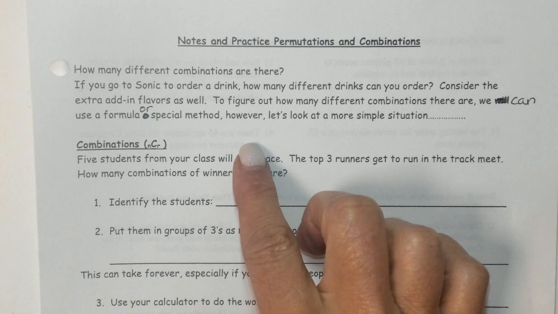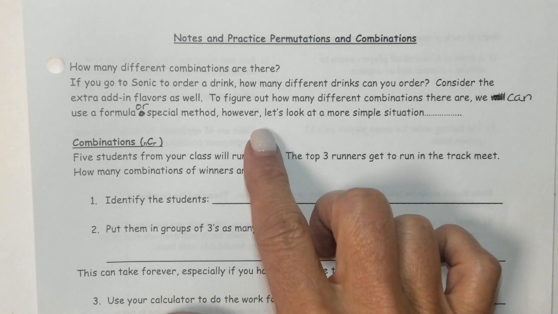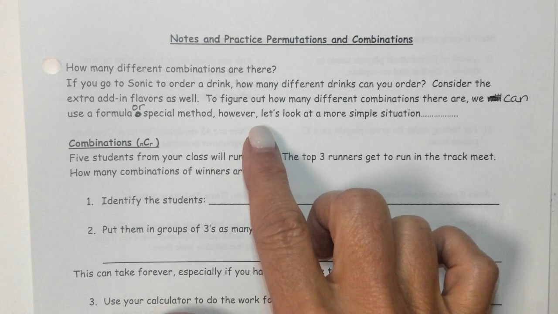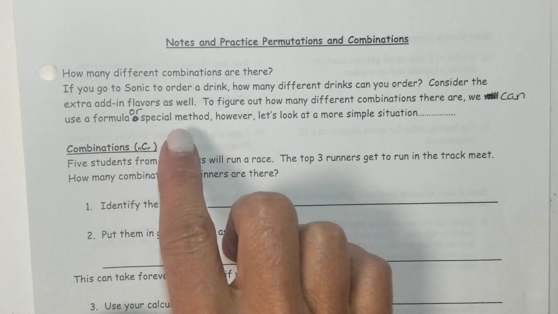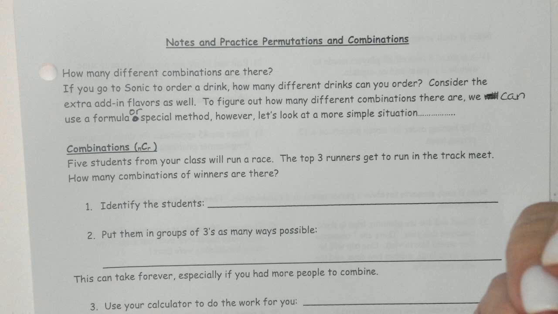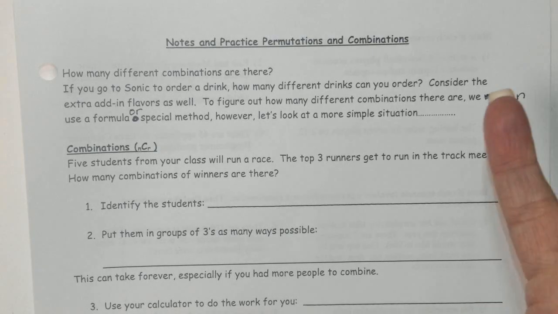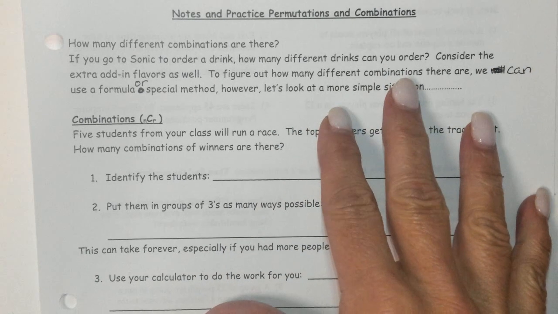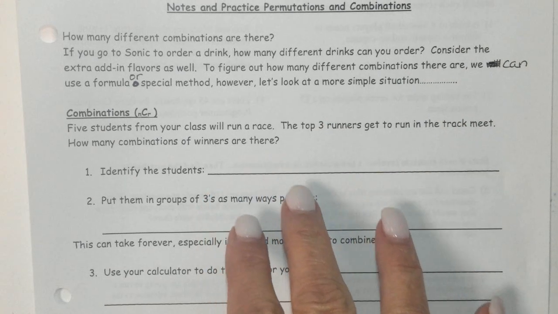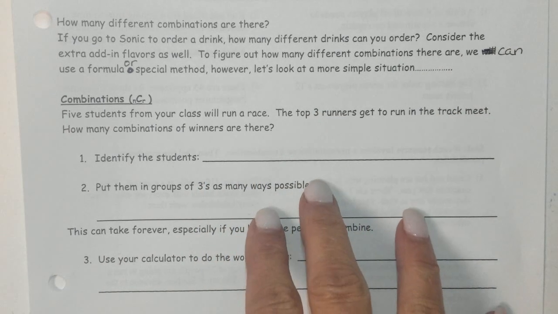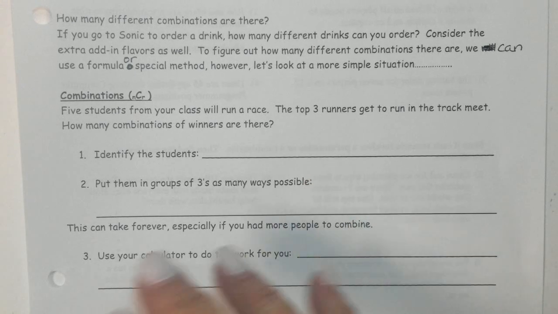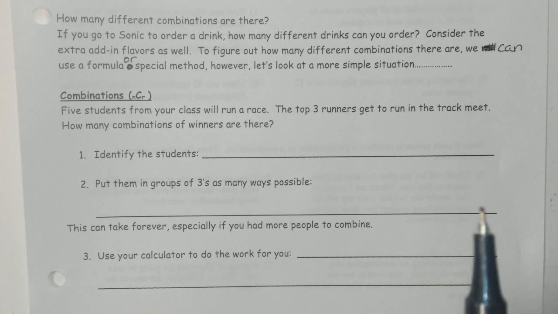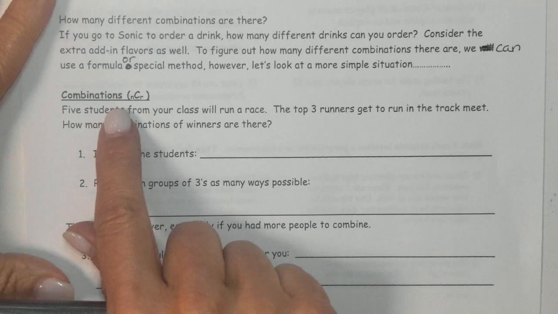And a good example of that is if you go to Sonic and you look at all the different types of sodas they have to offer, and then how many different add-in flavors that they have. You can create so many different types of drinks. And so we're going to work on a formula, or in this case actually a method in the calculator, that will help us to determine how many different variations we can have. So we're going to start off with something simple.